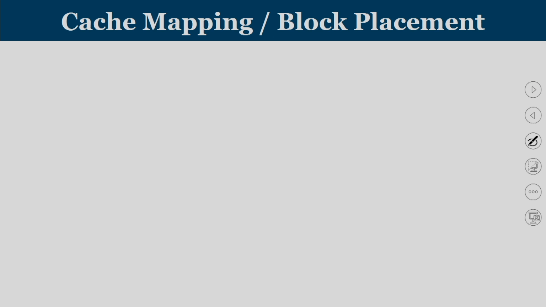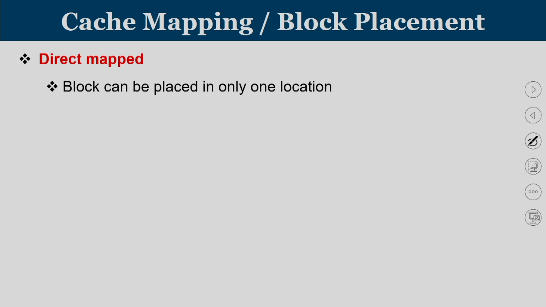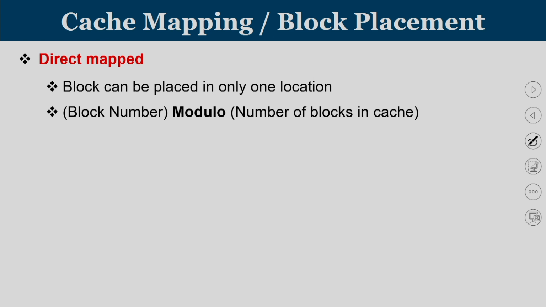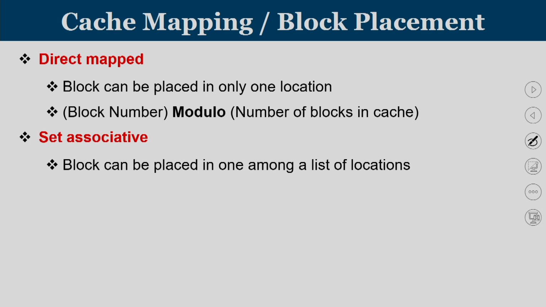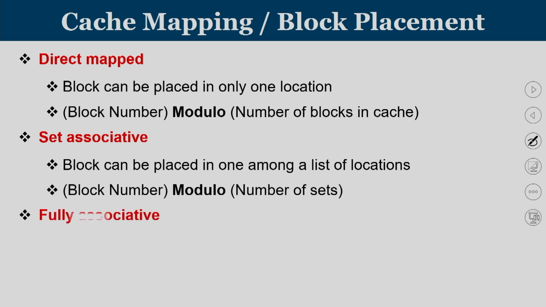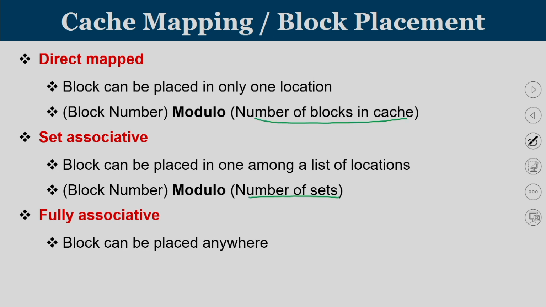Now, cache mapping and block placement. Caches are direct mapped, like what we have seen. A block can be placed only in one location, and block number modulo number of blocks in the cache will tell you where it is to be kept. The second one is called set associative. A block can be placed in one among a list of locations, and block number modulo number of sets, that is the difference here, not number of blocks. And the third one is fully associative, where a block can be placed anywhere in the cache.